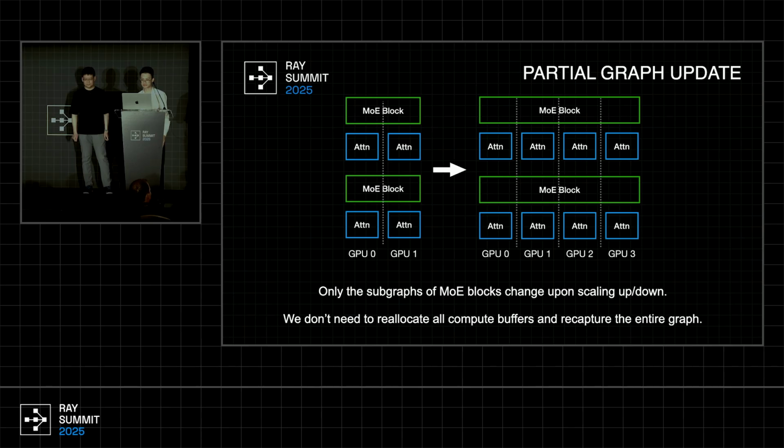Another optimization we can do is we can note that only the subgraphs of the MoE blocks are changed upon scaling up and scaling down, because the attention part is purely data parallelism, or it can be combined with a small tensor parallelism. Anyway, the attention part is not changed at all. So we actually don't need to recapture the attention part's computation, and we don't need to allocate the compute buffers for the attention modules.